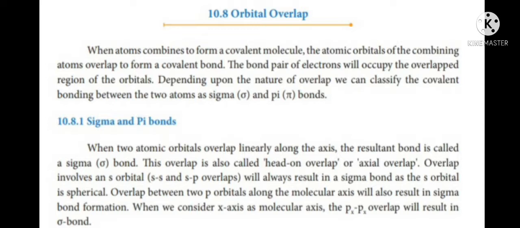The symbol for sigma bond and pi bond are shown here. Now, let me discuss sigma bonds and pi bonds. First, let me discuss sigma bonds. When two atomic orbitals overlap linearly along the axis, the resultant bond is called a sigma bond.